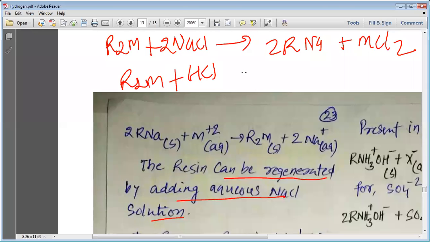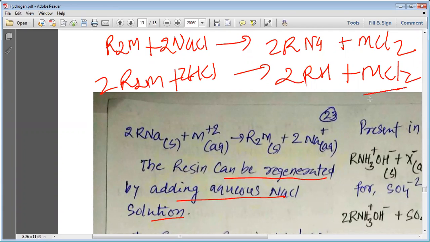So now, instead of NaCl, if you have HCl and if you have R2M, my dear students, then you will get, let both be taken as two molecules, 2RH and you can get MCl2. So this is how we can regenerate the cationic resins, and we can even regenerate the anionic resins by this method.